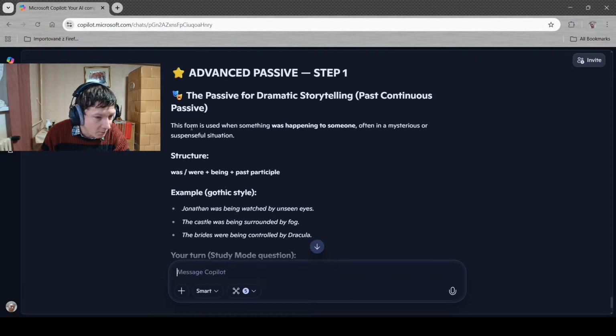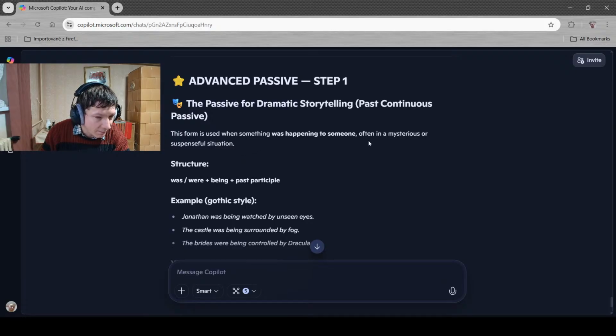Aha. This form is used when something was happening to someone, often in a mysterious or successful situation. Was, were plus being plus past participle. Aha. I was being controlled by my mom. Yes, why not? It's a very good idea. Okay, we have to wait.